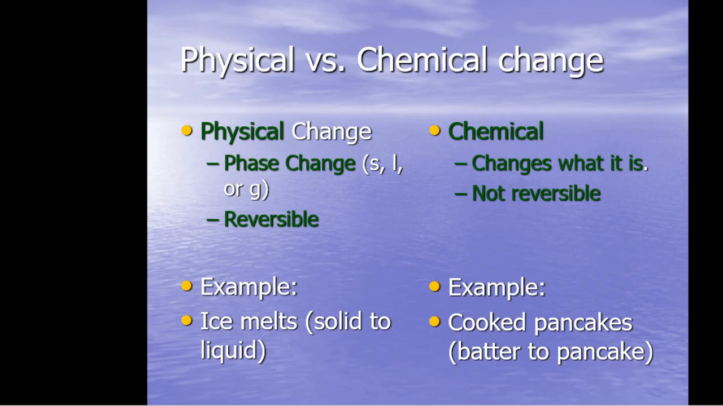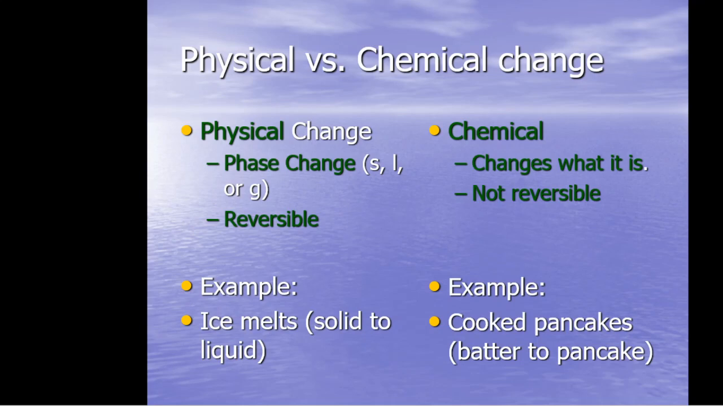Chemical changes change what it is. It's not reversible. One of the examples is when you crack an egg and open it up, that's a physical change. You could technically put the egg back in the shell, but when you cook the egg, that is a chemical change. I can't take a fried egg or a cooked egg and turn it back into a raw egg. There's just no way I can do that, okay?